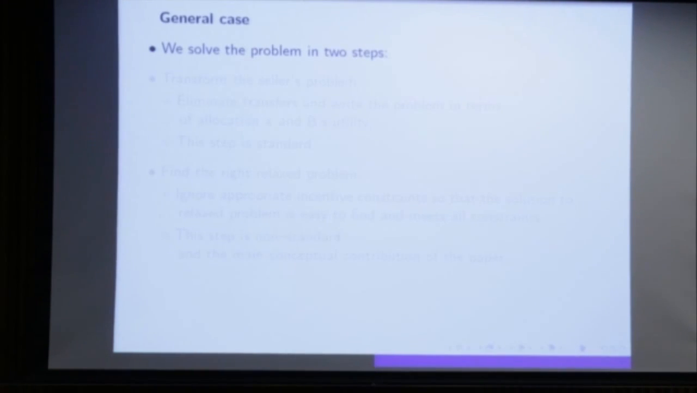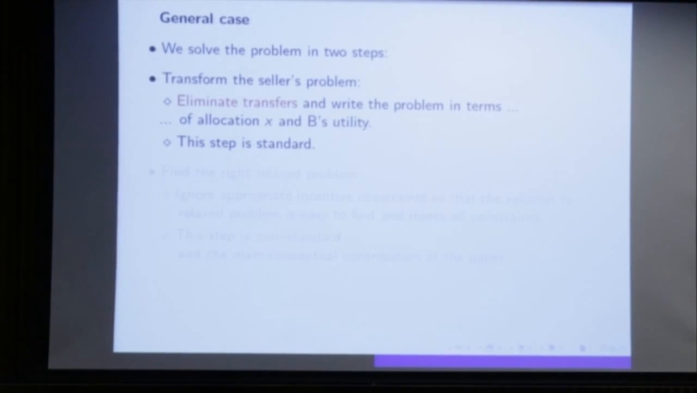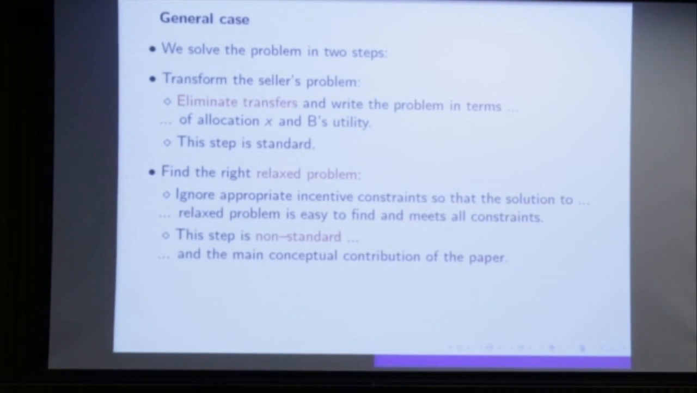How do we do that? Well, we solve this in 2 steps. The first step is standard: just rewriting the problem to get this virtual surplus formulation, eliminating the transfers. Then we get a problem formulated in the virtual surplus, and we have to identify the right incentive constraints under which we can solve our problem. We have many incentive constraints, but we have to find out the right one. And here I think we realize the conceptual contribution of the paper, because the usual approach will not work.